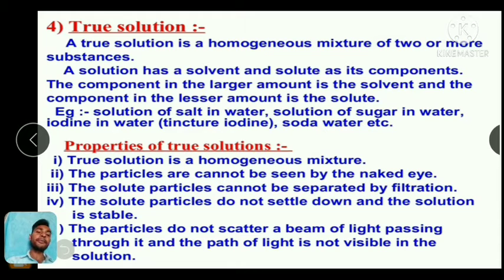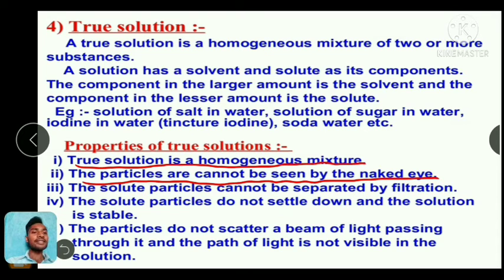Now we discuss the properties of the solution. Remember one thing, all the properties we studied in homogeneous mixtures are similar in this case too. The first and most important is that a true solution is a homogeneous mixture, and the second is that the particles cannot be seen by the naked eye, as we studied in homogeneous mixtures too.